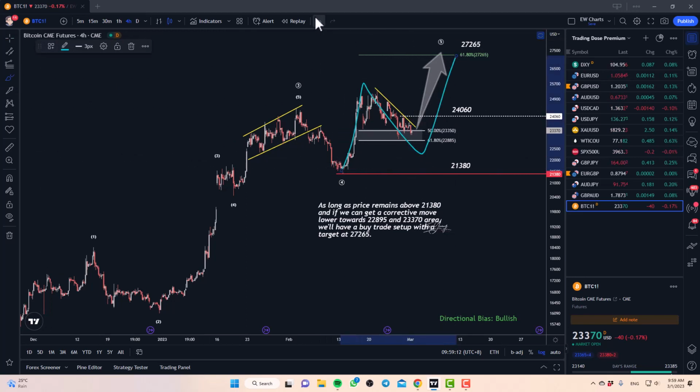We're still looking for the upside because of this short little impulse correction. We expect at least one more push back up, and one key level to look out for is around 24060. If the market can break above that impulsively, then of course that will be a potential trade with a target at 27265, and of course a very conservative stop back at the previous low at 21380.